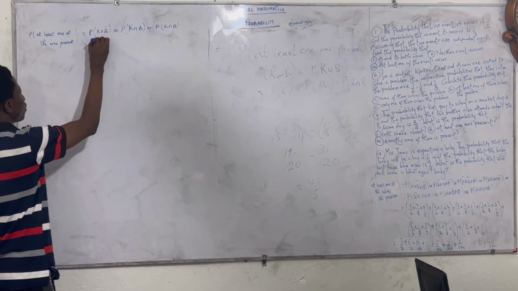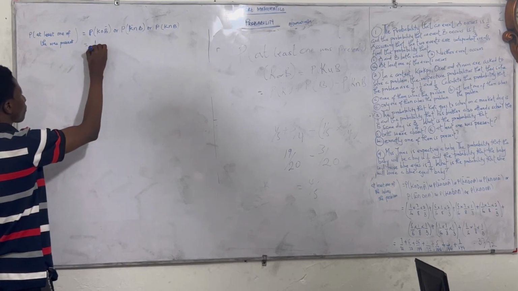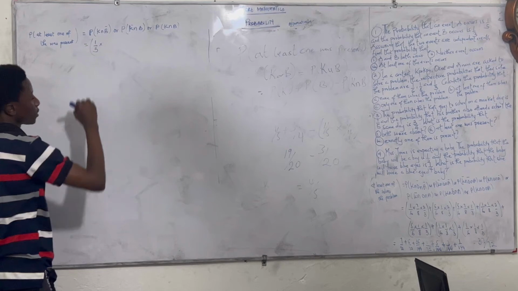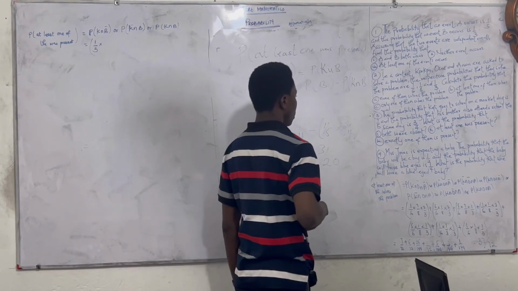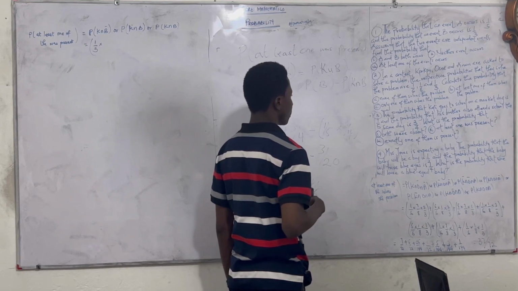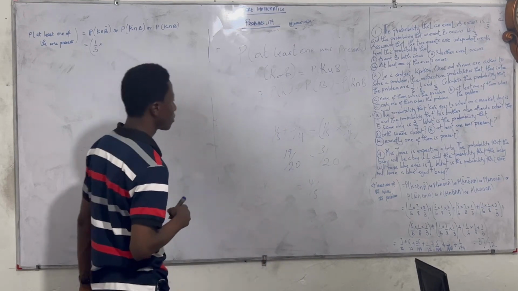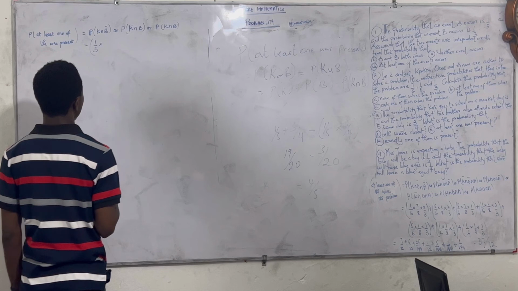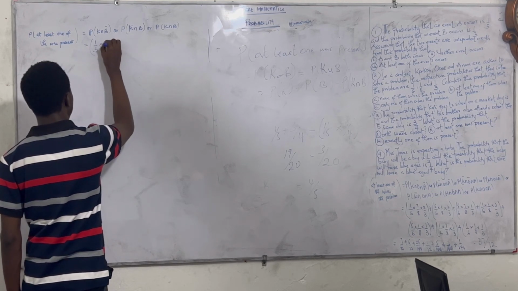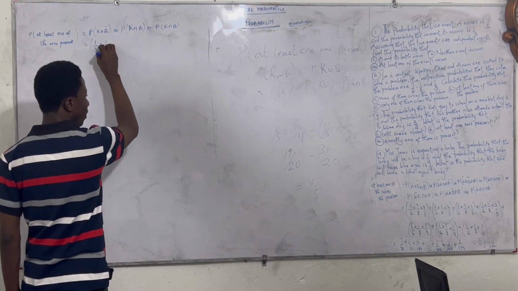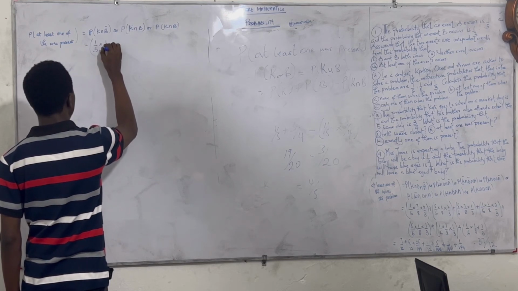1 over 5. 1 over 5, are you sure? The brother wasn't present. Have you done that calculation yet? That would be 1 minus 3 over 4. What is that? 1 over 4, right? 1 minus 3 over 4. You sure? Yes, it's 1 over 4.